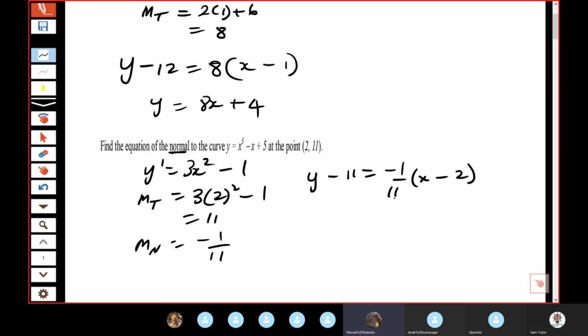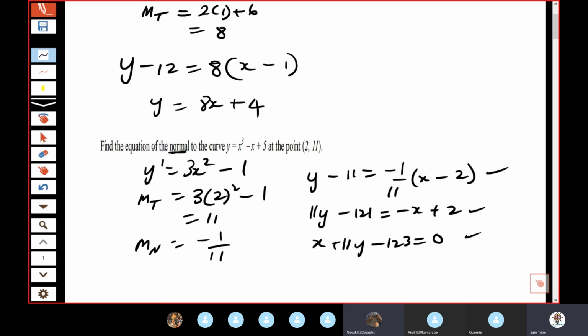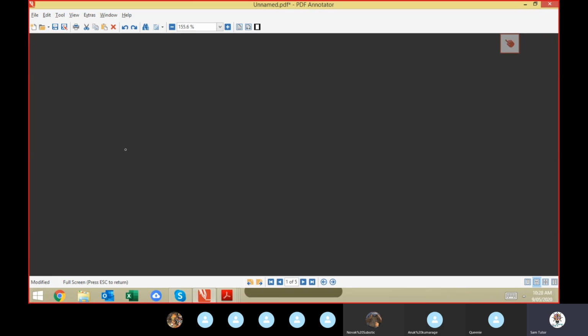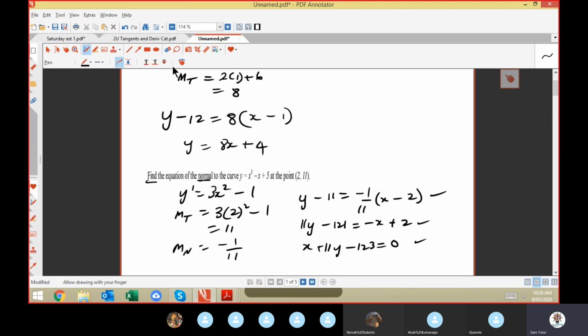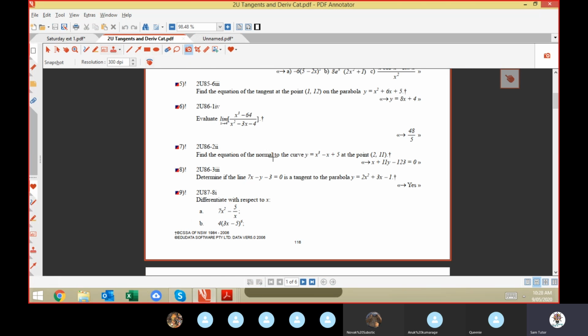Times y with 11. 11y minus 121 equals minus x plus 2. And then you usually want to keep x positive, so bring x over this time. And you would be done. But again, full marks if it's a find question. Done. You guys are getting better and better at it now?